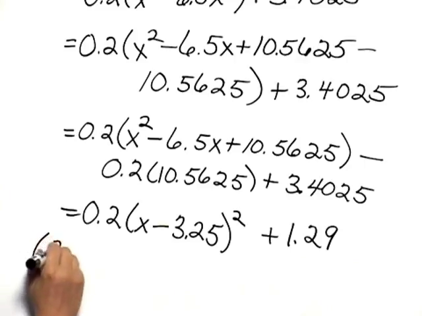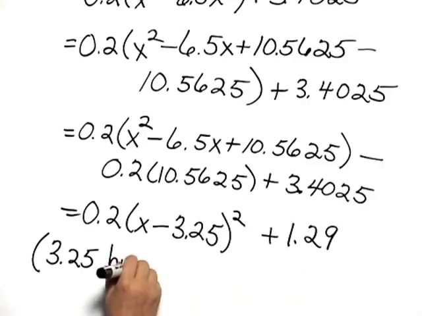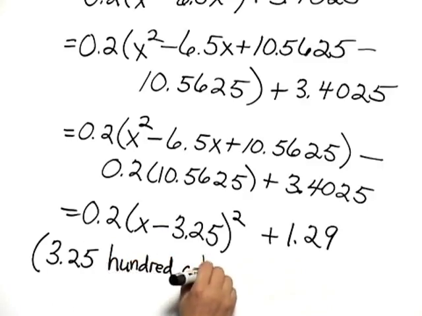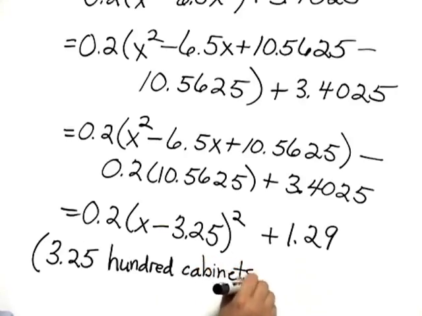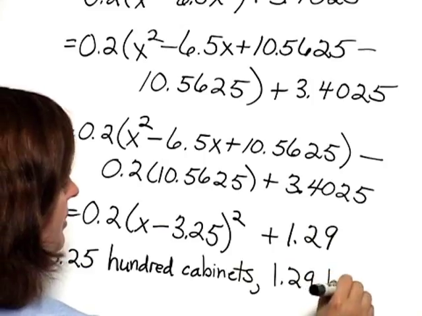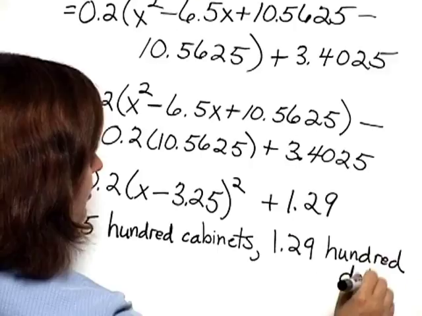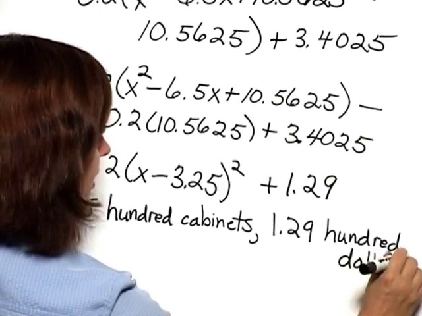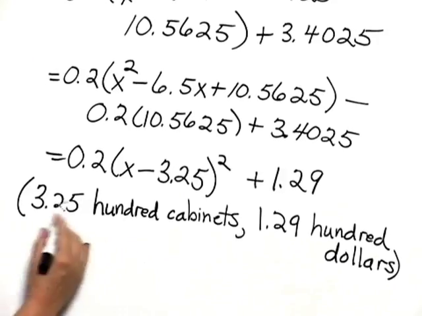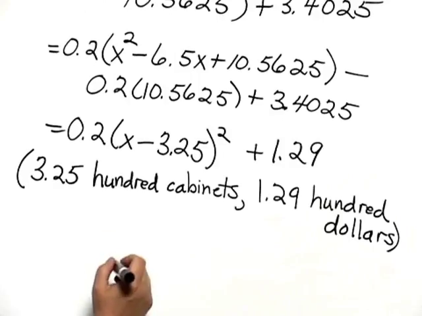But since we're dealing with a real problem, let's write in the units. The vertex is 3.25, and that stood for 100 cabinets. So 3.25 hundred cabinets, and 1.29 hundred dollars. And that's important because we don't want to say just 3.25 cabinets. 3.25 is 325, 1.29 is 129.